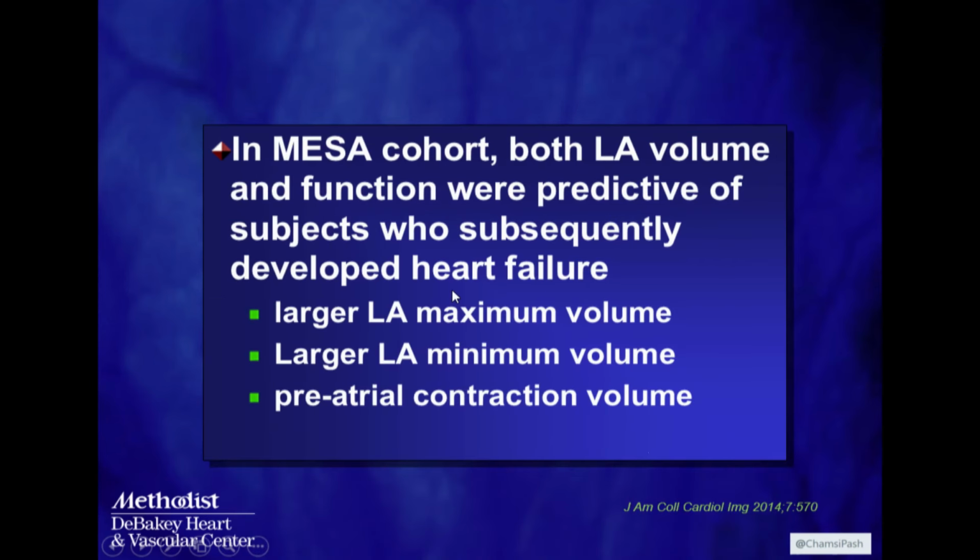And from the MESA cohort, which included a lot of cardiac MRI, based on this paper from a few years ago, both the left atrial volume and left atrial function were independent predictors for people to develop subsequent heart failure. And the ones that stood out in a multivariable analysis were a larger left atrial maximal volume, but also a larger left atrial minimal volume and a preatrial contraction volume.